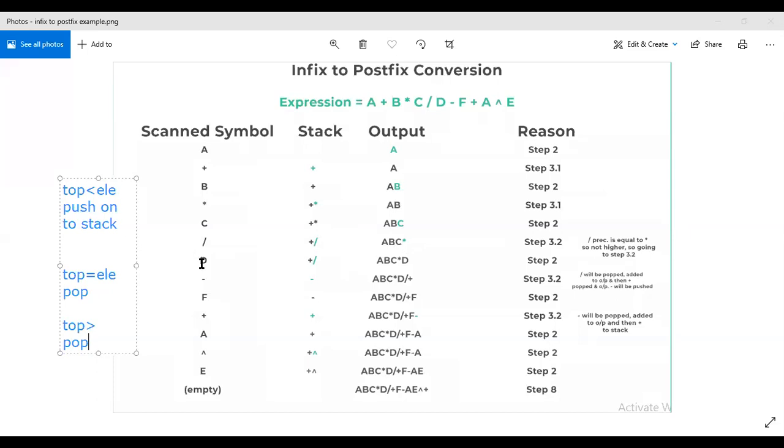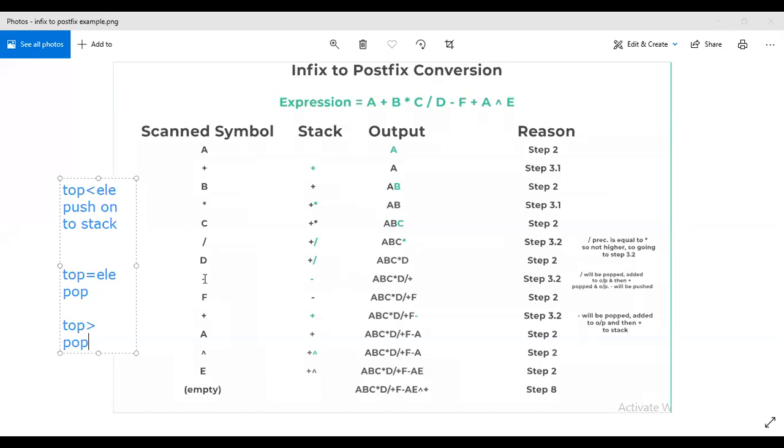Okay. So in the same way, next one is D. Operator D I encountered. Just because it is an operand, D is an operand, I will just print the value of that operand. Just I will print D. Next you can see minus was encountered. Already what were there on the stack? Plus and slash are there on the stack. What operator is on the top of the stack? Slash is there on the top of the stack. What is the operator that was scanned now? Minus. So I will compare the preference of minus with slash.